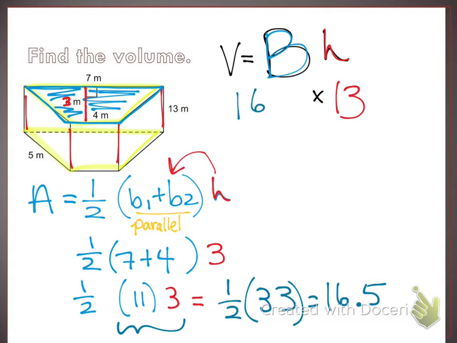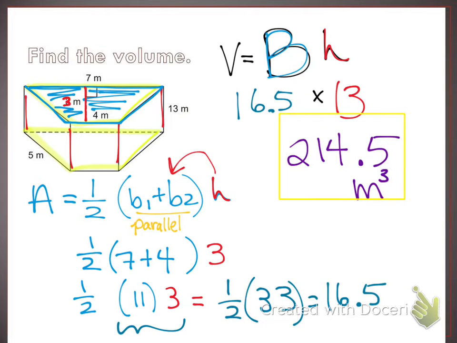So what do we say? 16.5, and we're multiplying it times the height, which is 13. What is 16.5 times 13? 214.5 meters. It is volume. So is it meters, meters squared, or meters cubed? Meters cubed.